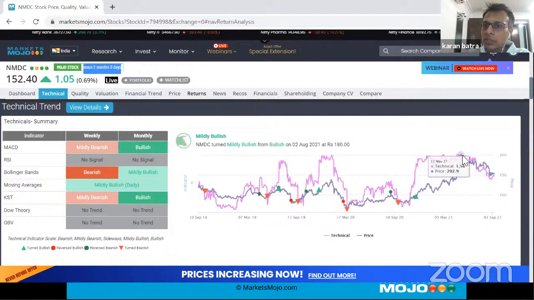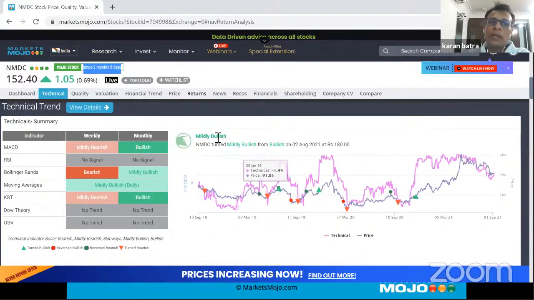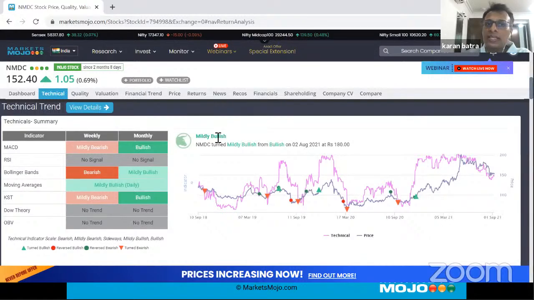So it used to be very bullish till here, but now it has started coming down. So having said that, we are monitoring this stock. And if there is any change in our call, we will come back to you and tell you that maybe the call on the company has changed. But as of now, where things stand today, the company is still a Mojo stock.